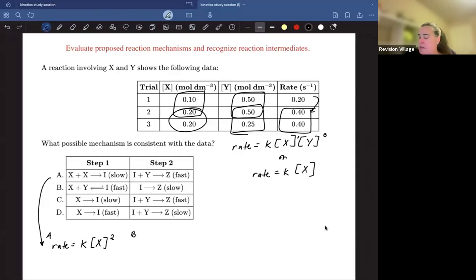For choice B, it's the second step that's slow. And so we would write down that the rate is equal to the rate constant times the concentration of the reactants. But this time the reactant's an intermediate, and that's forbidden. So we need to come up with a way of replacing that intermediate. So we can look before, and we can see that the intermediate I is made at a rate that is proportional to the concentrations of X and Y. So we would actually replace I with the concentration of X and the concentration of Y.